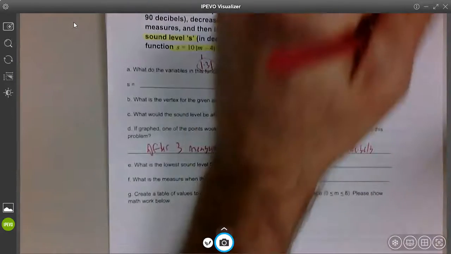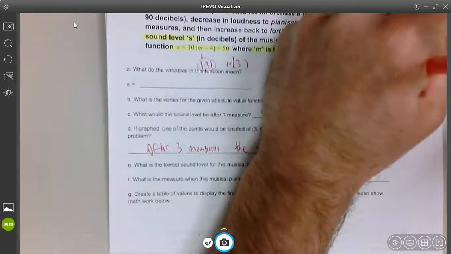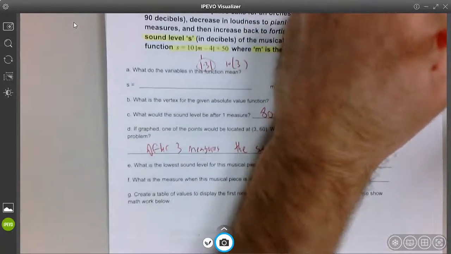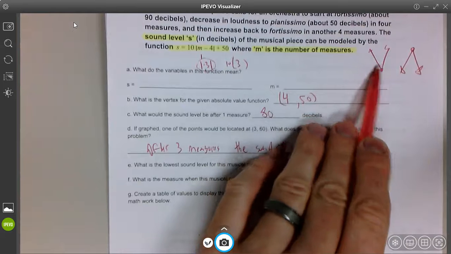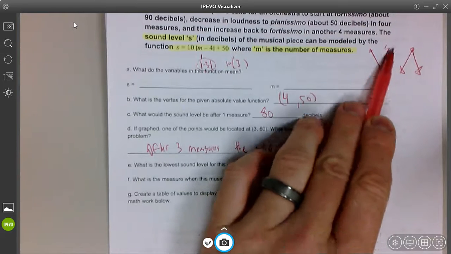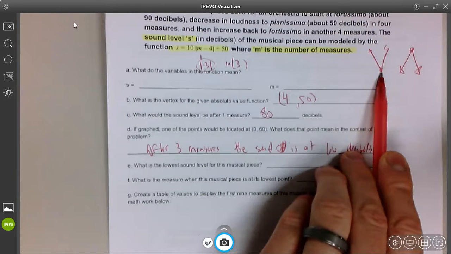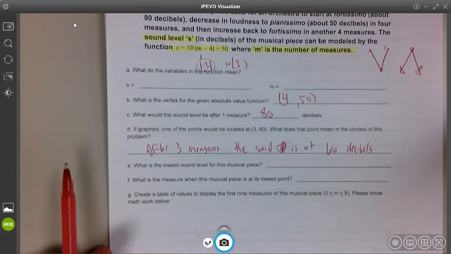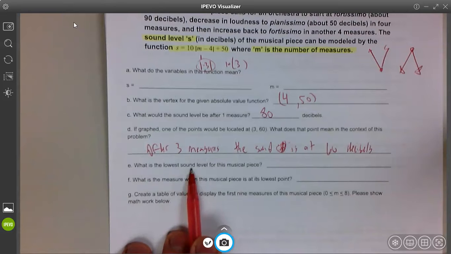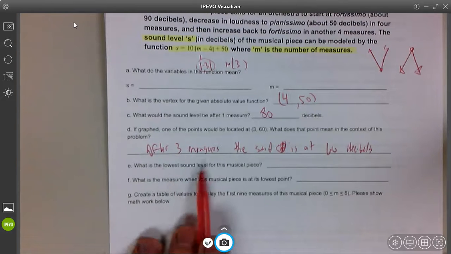If it's a down-facing, upside-down V, it would be the very top. But in this case, with the way this problem is working, it's starting at some noise and it's going down, down, down, and it's going up, up, up. This is going to be the lowest possible point on our absolute value equation, on our sound here for this orchestra. So they want to know what's the lowest sound level. It's the vertex.